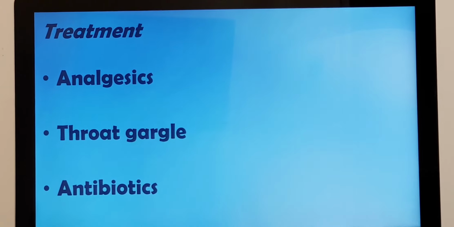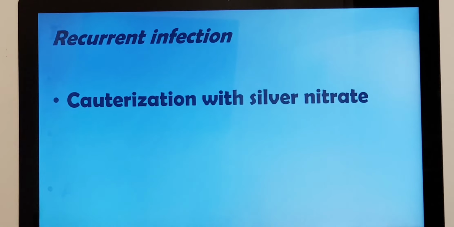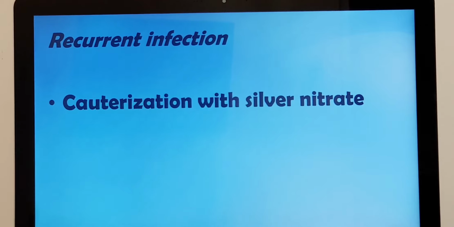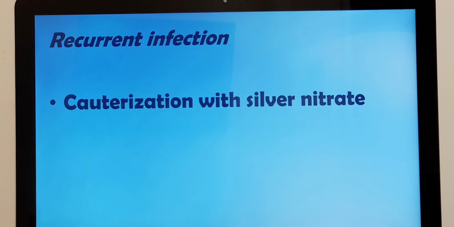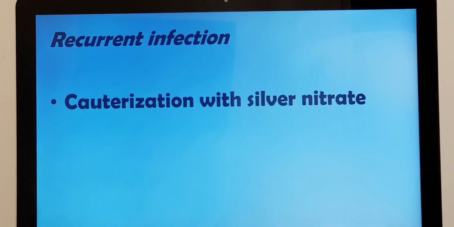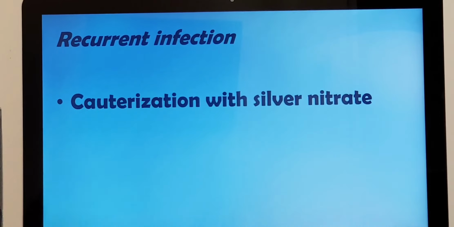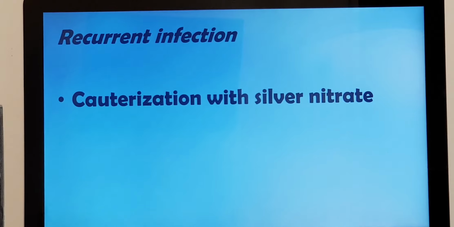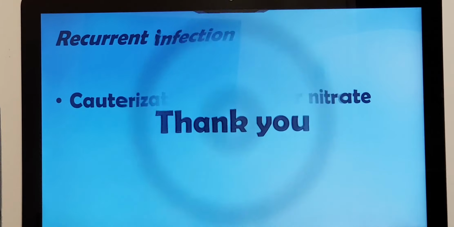In case of recurrent episode, we would like to cauterize both the lateral pharyngeal bands, and cauterization will be with chemical cautery, that is silver nitrate cautery. So, that will take care of the lateral pharyngeal band, and so that we can prevent recurrent infection of the lateral pharyngeal band. So, this is what lateral pharyngeal band means, and this is how we manage infection of lateral pharyngeal bands.